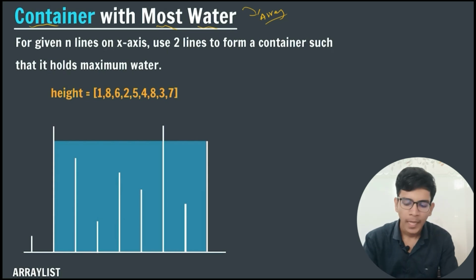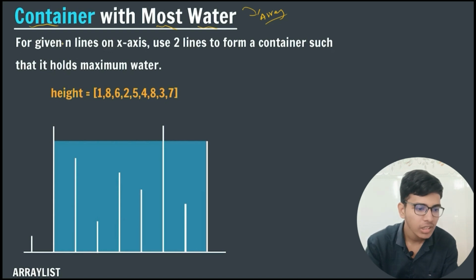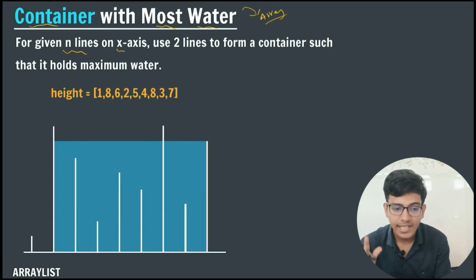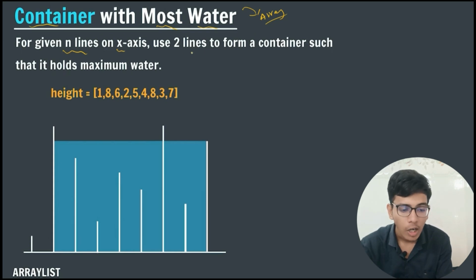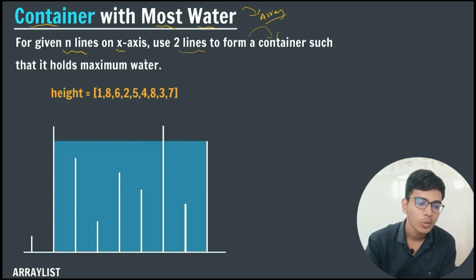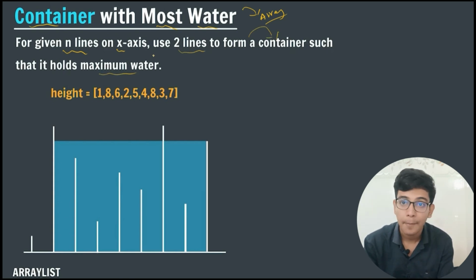Okay, so in this question, the user will give us n lines which are perpendicular to the x-axis, and we are going to use 2 lines to form a container, and we need to tell the user which holds the maximum water.